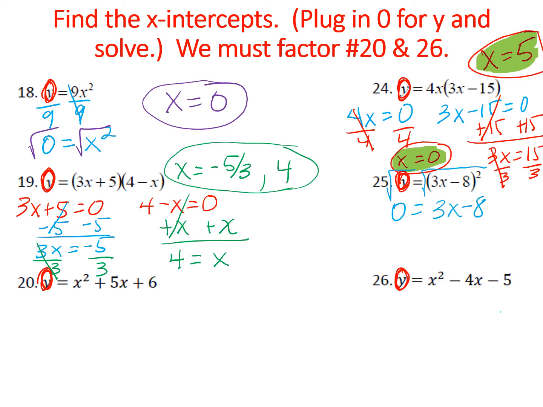Again, we do not have to put a plus or minus since 0 is neutral. We add 8 to both sides. And then lastly, we will divide both sides by 3. So x is 8/3. So again, another question where there is just one answer.